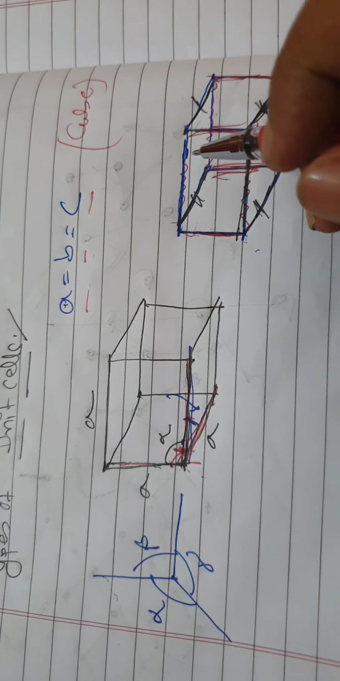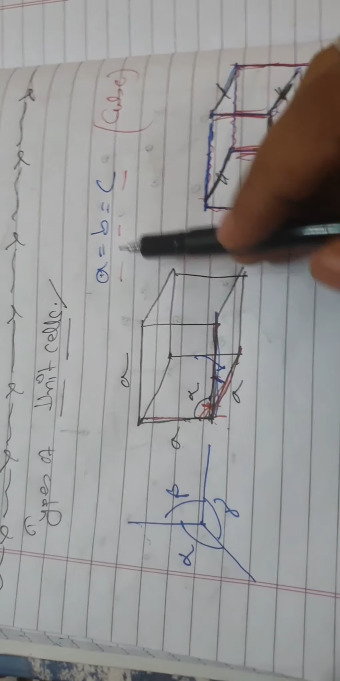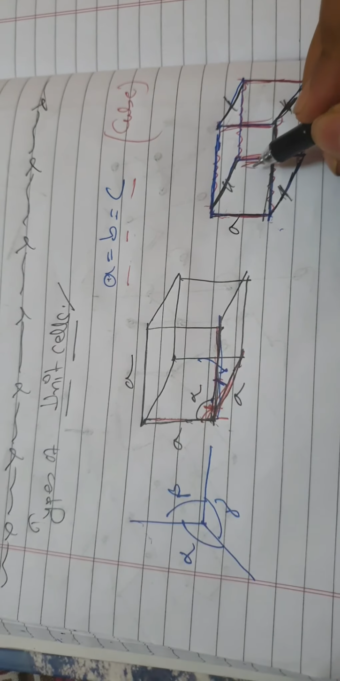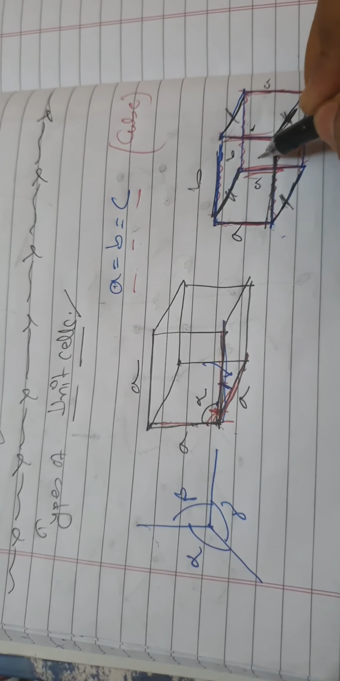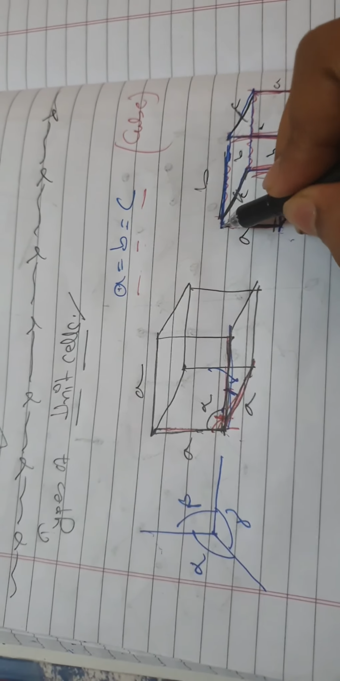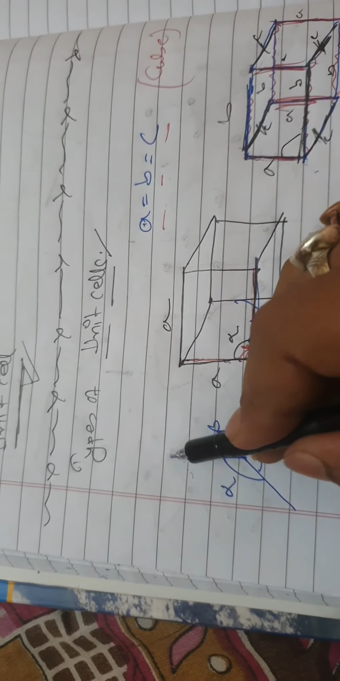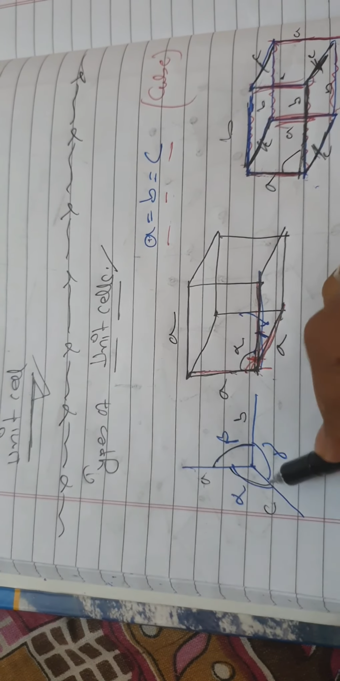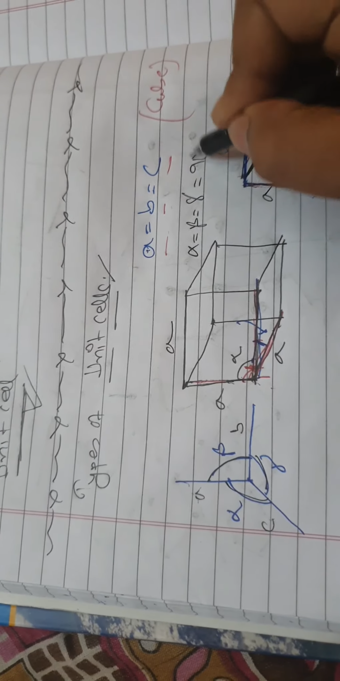And there are three angles between the basic sides. If this is the A side, then this is also the A side, this is also the A side, this is also the A side. If this is the B side, this is the B side, this is the B side, this is the B side, and this is the C side, this is the C side, this is the C side, and this is the C side. So between A, B and C, the angles are alpha, beta and gamma. Now if alpha equals beta equals gamma equals 90 degrees, definitely it is a cube.